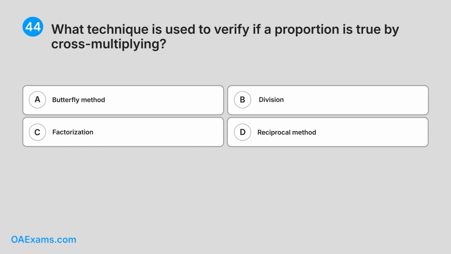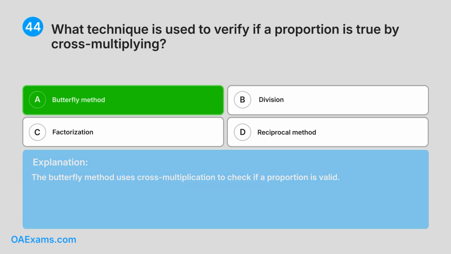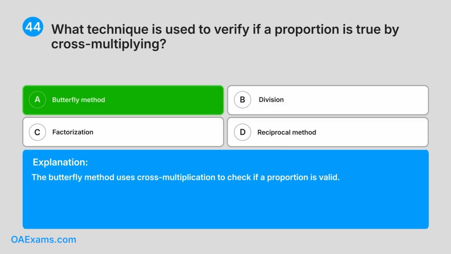Correct answer. A. Butterfly method. Explanation. The butterfly method uses cross-multiplication to check if a proportion is valid.